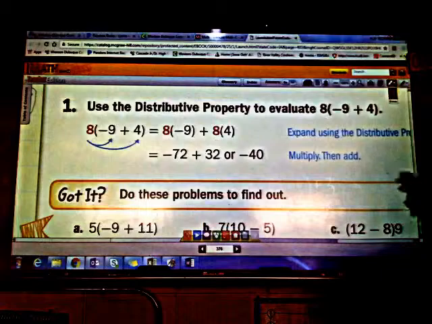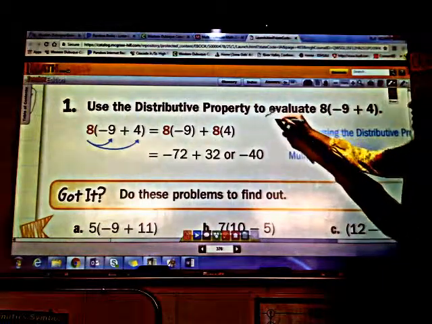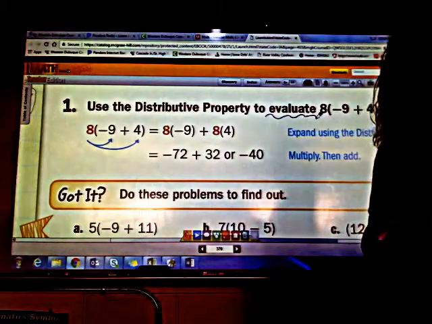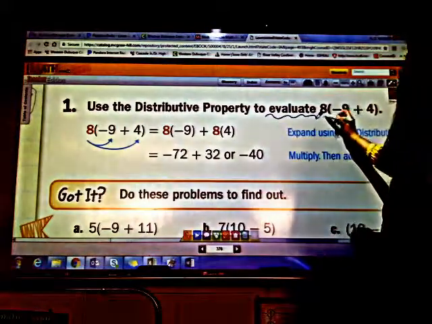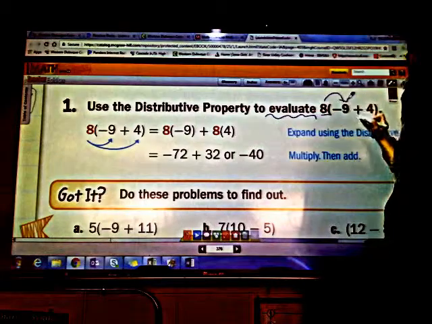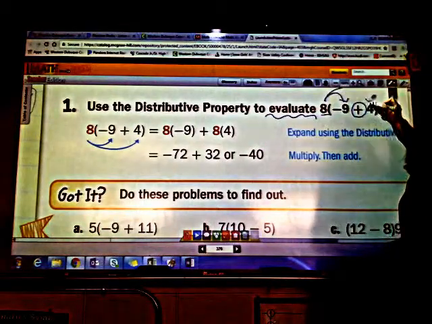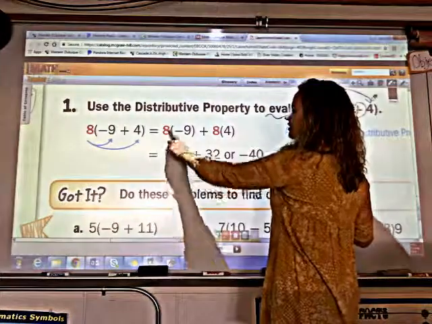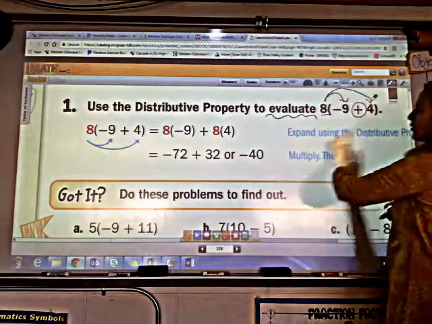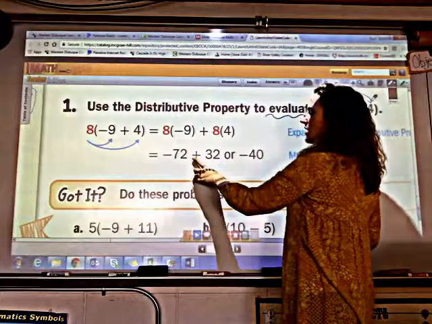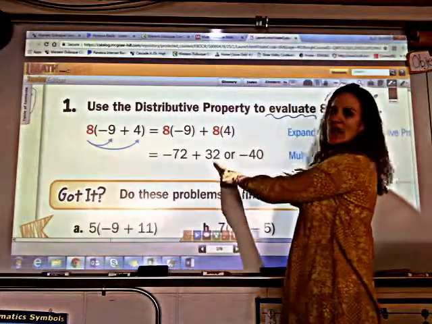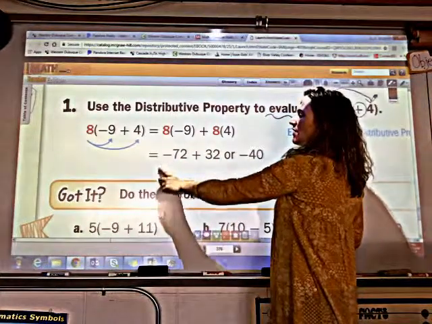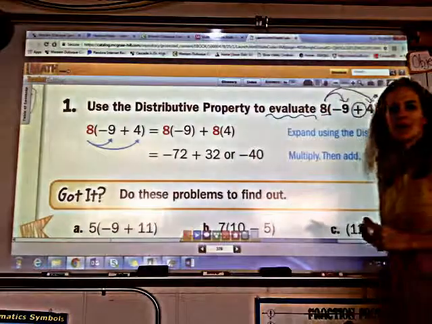Example number 1, they're asking us to evaluate. Remember, evaluate means to solve for. When it says evaluate, you're actually finding the answer. So you're thinking 8 times negative 9 plus 8 times 4. 8 times negative 9 would be negative 72, okay? Plus 8 times 4 is 32. So negative 72 plus 32, we've got a negative and a positive, so we end up subtracting. 72 minus 32 would be 40. 72 has a larger absolute value, so it's going to be negative.